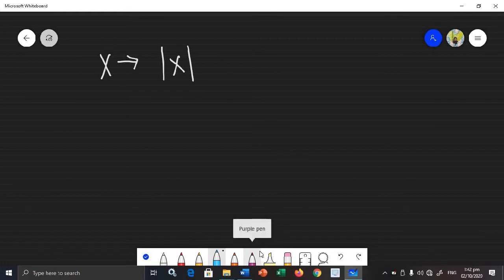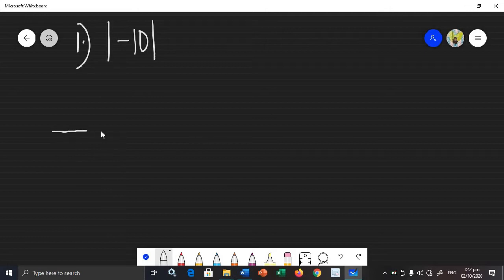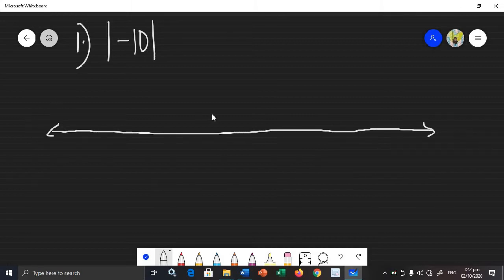So let's find the absolute value of numbers using a number line. Numbers first, okay? So let's say we will find the absolute value of negative 10. What is the absolute value of negative 10? Using a number line, this is an example of a number line, and I am so sorry if it turns out messy, or not so straight. So this is the number line, okay? On the number line, we have here the positive and negative integers, okay?